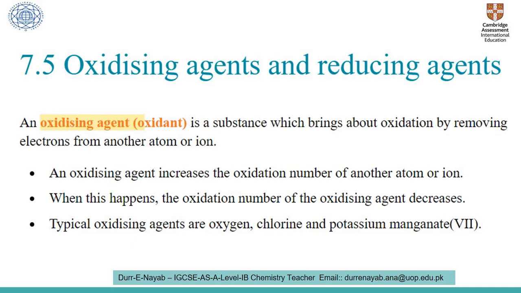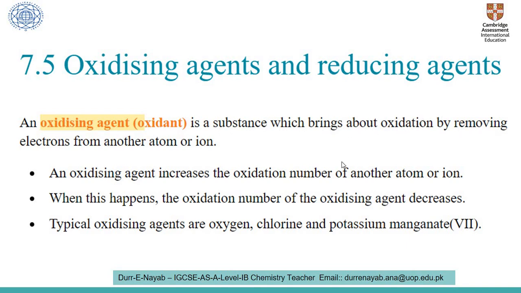Today we are going to start with the same chapter, redox reaction, with a new unit that is 7.5, oxidizing agents and reducing agents. Oxidizing agents are basically helpers which help in the oxidation process of the other atoms or ions. So we can define it this way: an oxidizing agent is a substance which brings about oxidation.